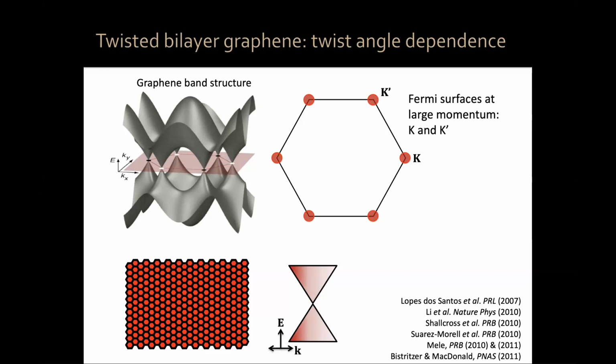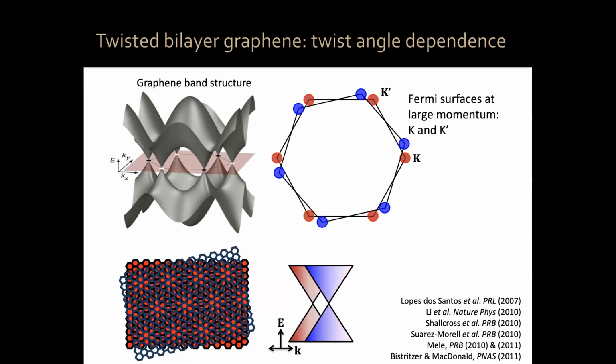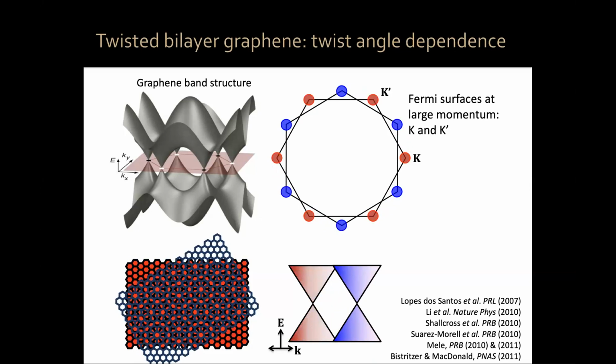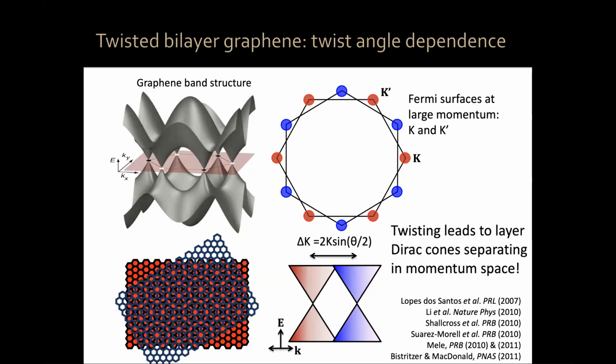Now, if we put another graphene sheet exactly aligned with respect to this one, then the reciprocal spaces of the two are exactly aligned with each other. Now, if you rotate in real space, you rotate by the same angle in reciprocal space. Therefore the Dirac cones of graphene sheet 1 and graphene sheet 2 separate in momentum space, by an amount proportional to the sine of the twist angle over 2. So for small twist angles, the separation in momentum is proportional to the twist angle. Twisting leads to Dirac cones separating in momentum space.